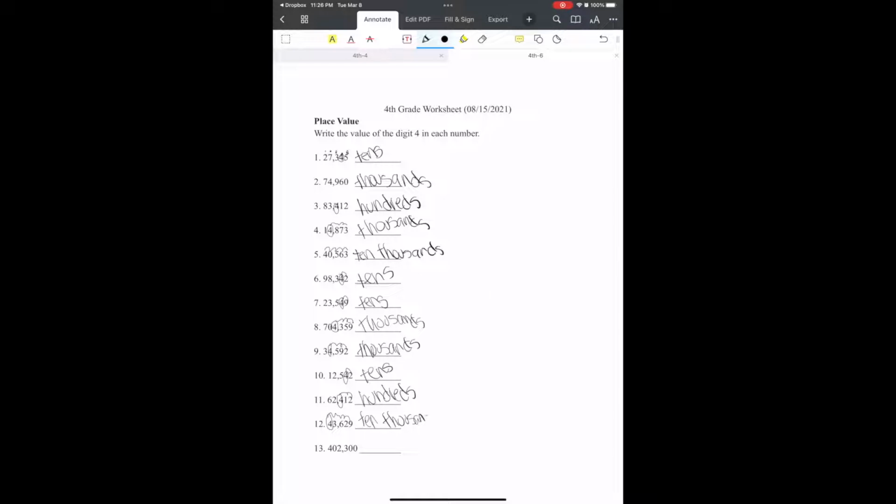And this last one, I didn't say, but basically, as we all know, it goes from ones, tens, hundreds, thousands, 10,000s, and this is 100,000s. So the answer for number 13 is 100,000s. I know I don't usually do all of them, but this is pretty simple for you smart people.